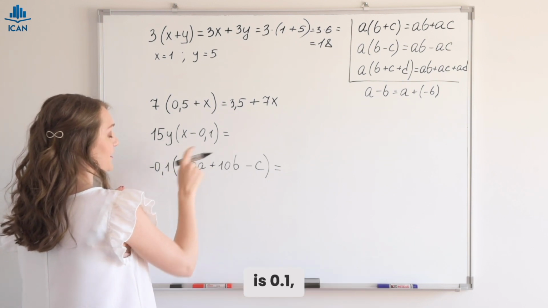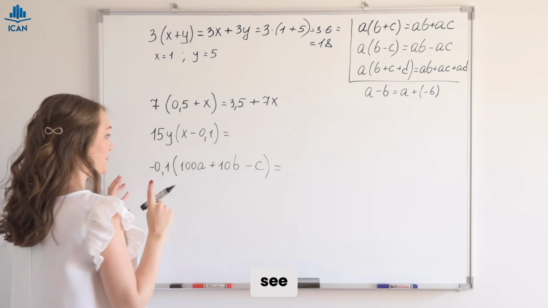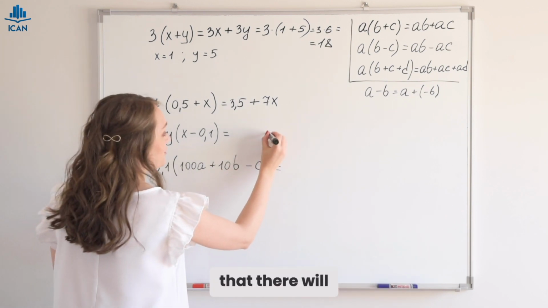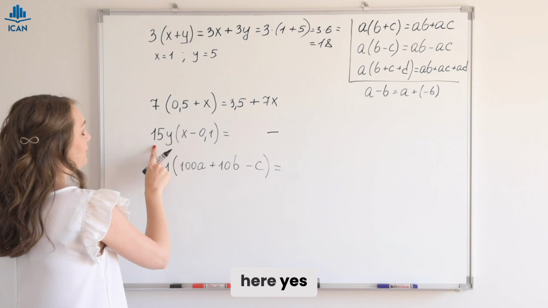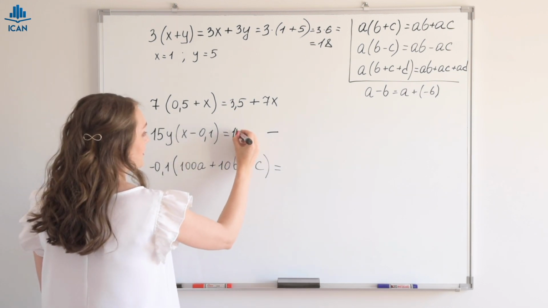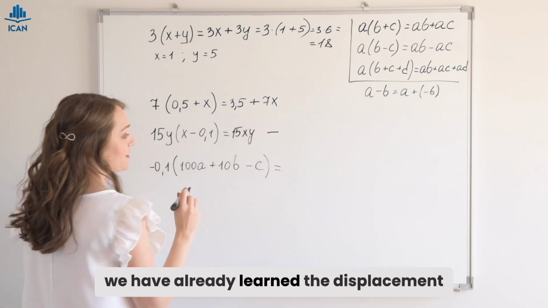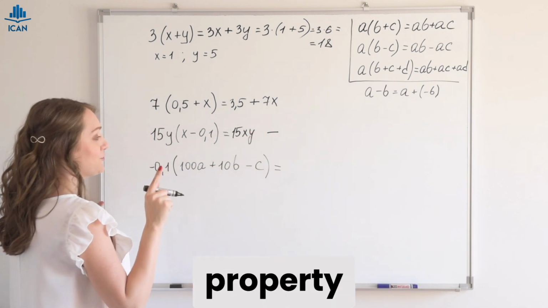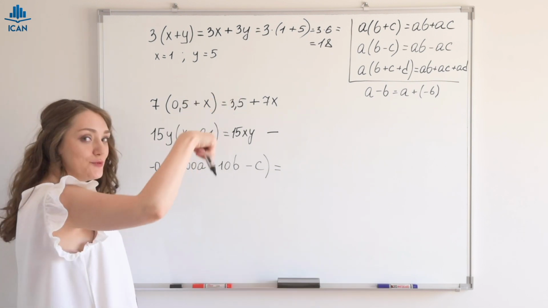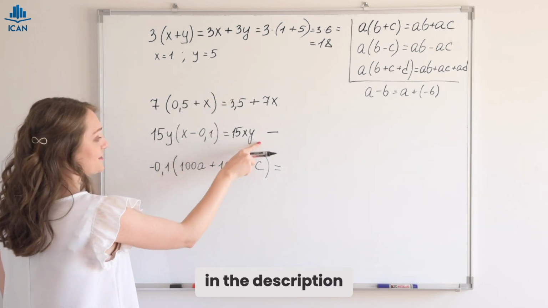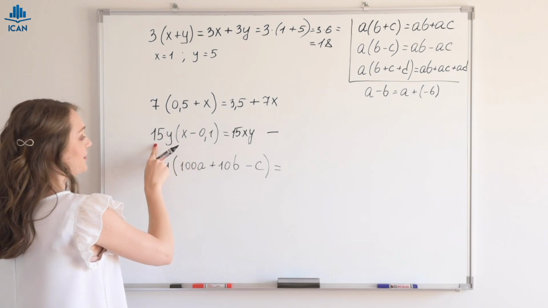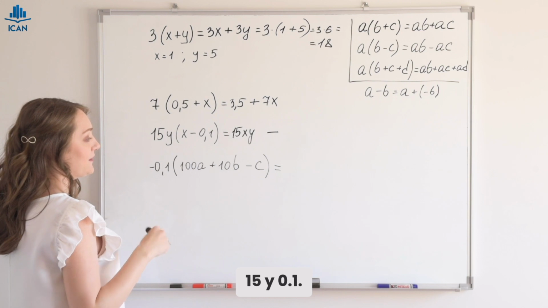The following example, 15y in parentheses, subtraction x, 0.1. So let's see. First we need to make sure to keep the sign. Remember that there will be a minus here. Yes, 15x, well, you can write 15xy because we have already learned the commutative property. If anything, it will pop up in the video, and will also be in the description. Then keep the sign minus and need 15y times 0.1.